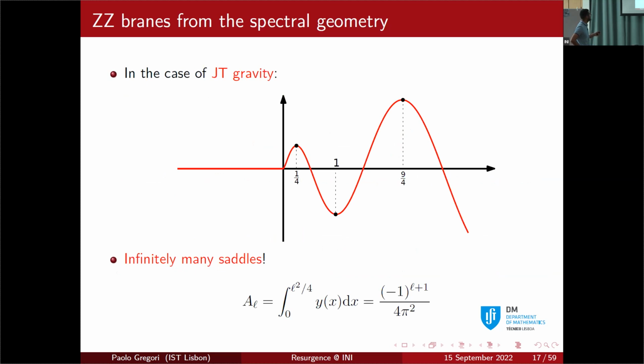Now, the case of JT gravity is much more involved in the sense that, as I said, you can see it as some k to infinity limit of minimal strings, and therefore it will have an infinite array of saddles with alternating signs. And the interesting part is also that every saddle is a multiple of the first one. So the first one, which we can call the unit instanton action, is 1/4π². And all the others are multiples. Yeah, in fact, here there's a typo, and there should also be an L multiplying everything.